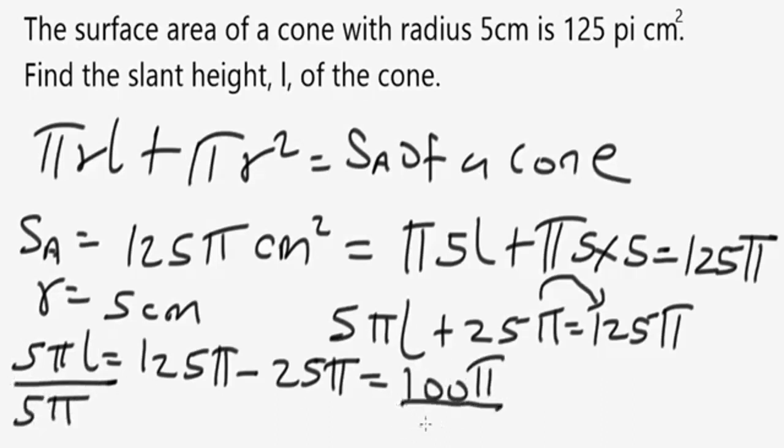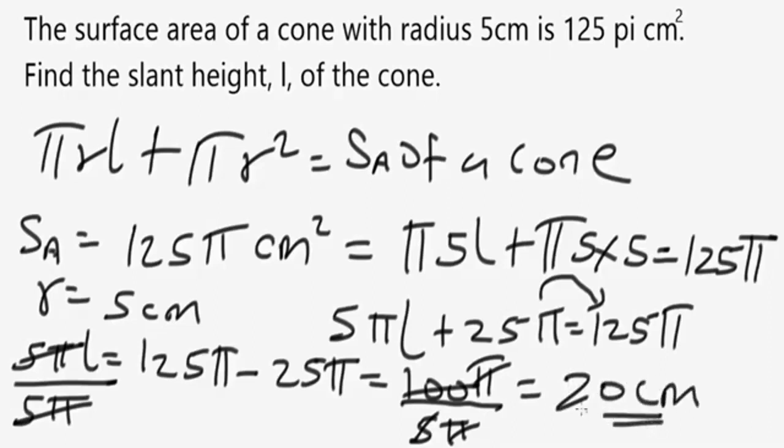So this pi cancels this pi. 100 divided by 5 gives us what? 20. That will be the length. 20 cm. That will be the slant height. It's as simple as that, guys.